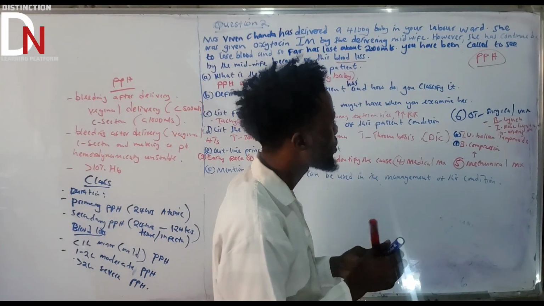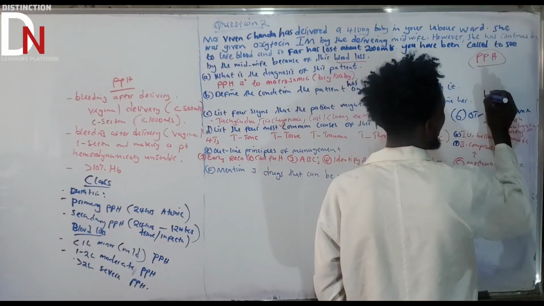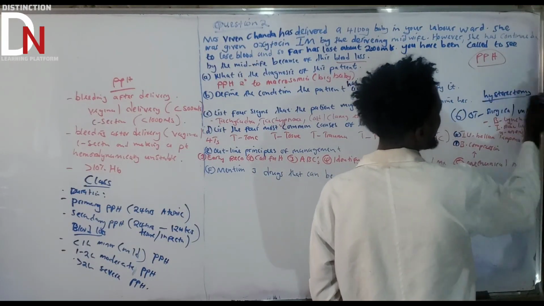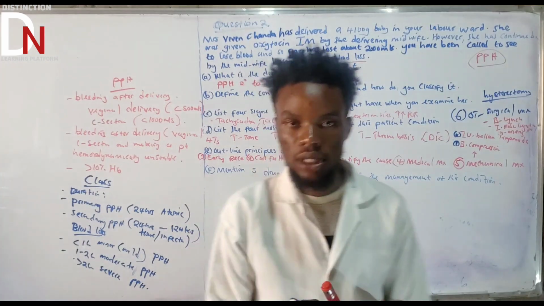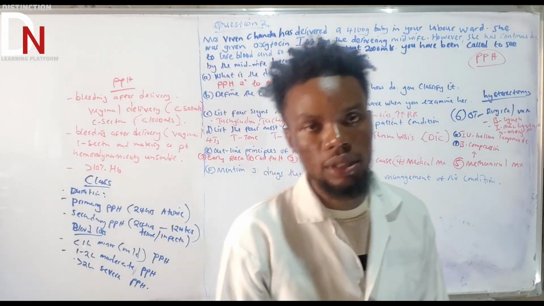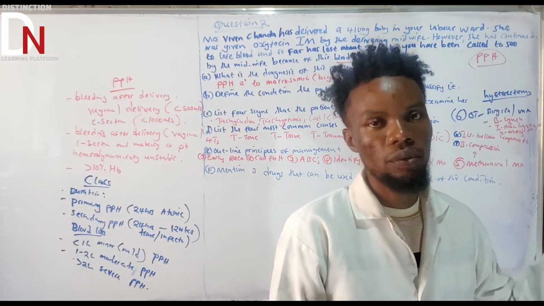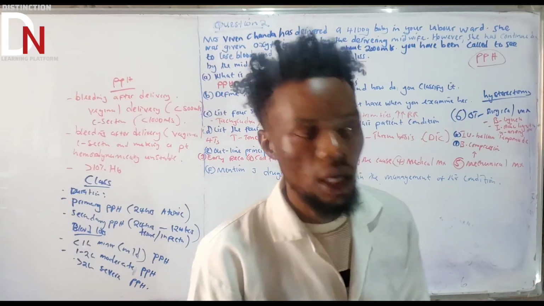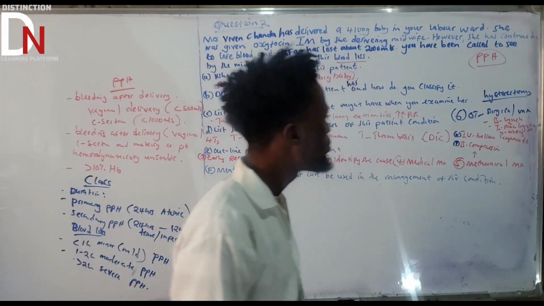But the last thing that you can do is hysterectomy. Basically you just remove the whole uterus, because the uterus is the problem, the one making sure that there is bleeding. But that is the last option, because hysterectomy is going to affect the fertility of the mother.